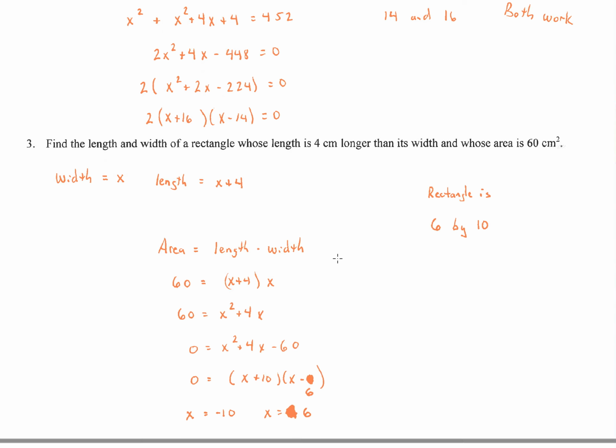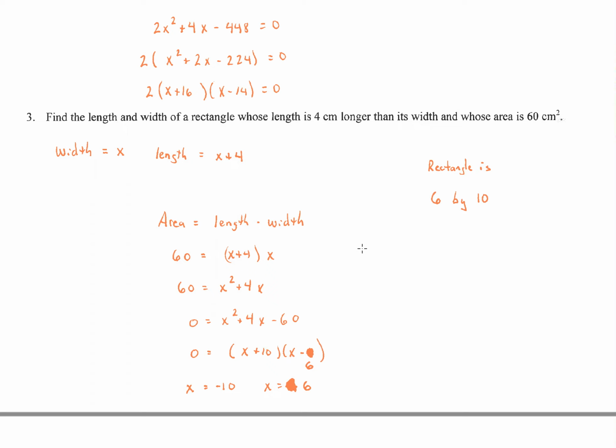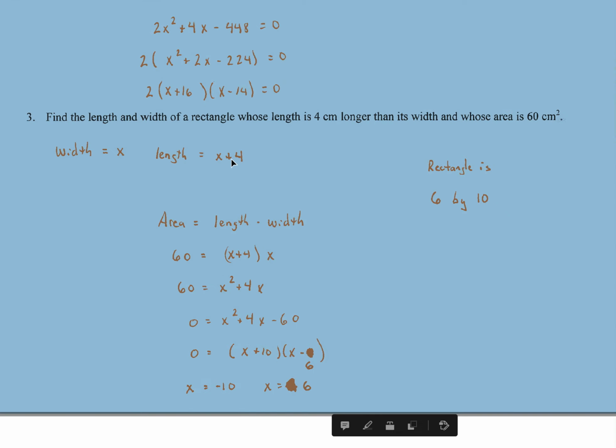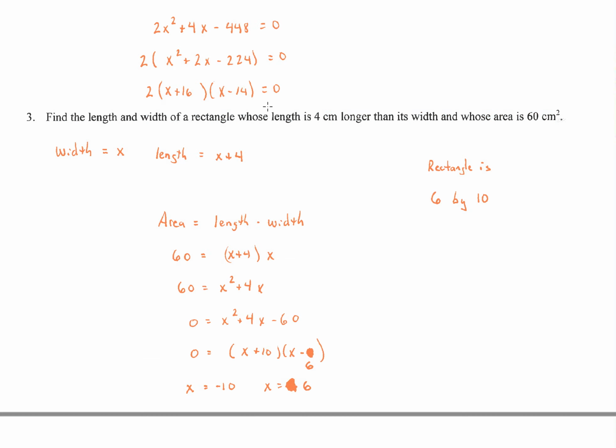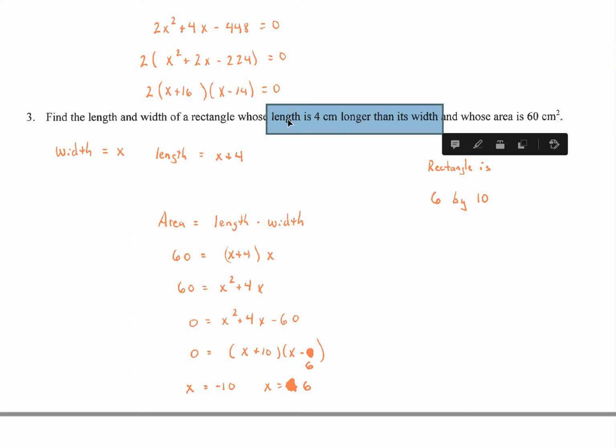All right, next one. Find the length and the width of a rectangle whose length is 4 longer than its width. Okay, so let's just call x the width, and maybe I could have drawn the rectangle. Thus, the length is x plus 4. Now look, that's what this says. The length is 4 longer than the width. So if we call the width x, the length is 4 plus x.